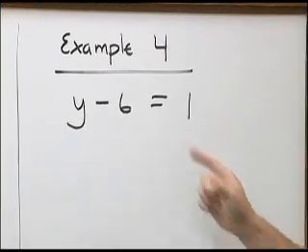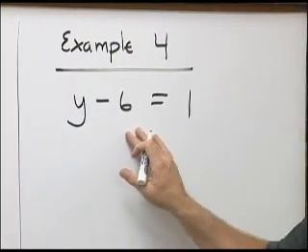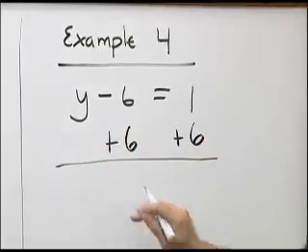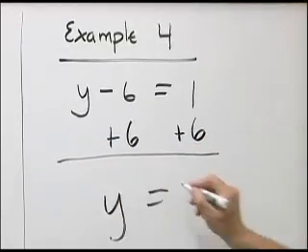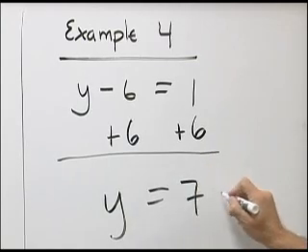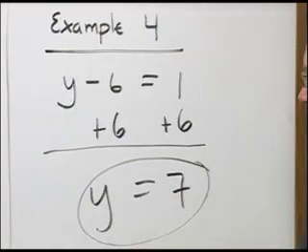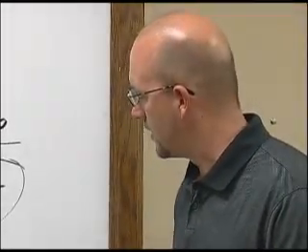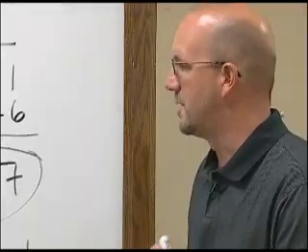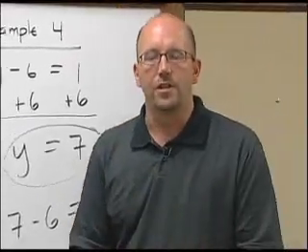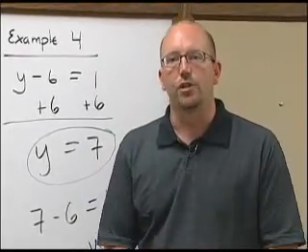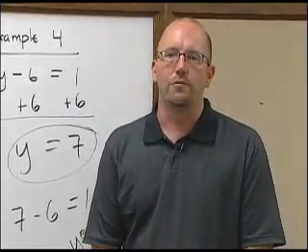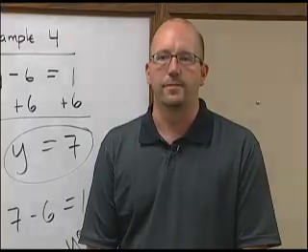Y subtract 6 equals 1. To undo my subtraction, I will add 6, which must be done to both sides. Y then will equal 1 plus 6, or 7. Does 7 minus 6 equal 1 for our check? And the answer is yes, another correct answer. Looking at these very simple examples here gives you a good start in equation solving and will allow you the tools to solve much more complicated equations later on.